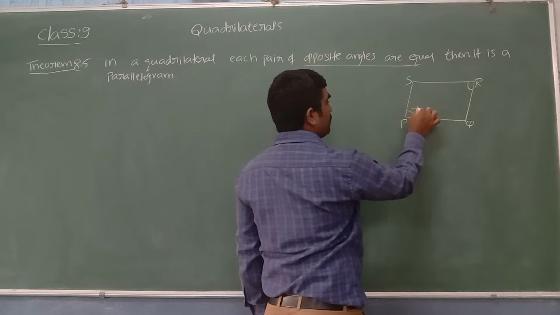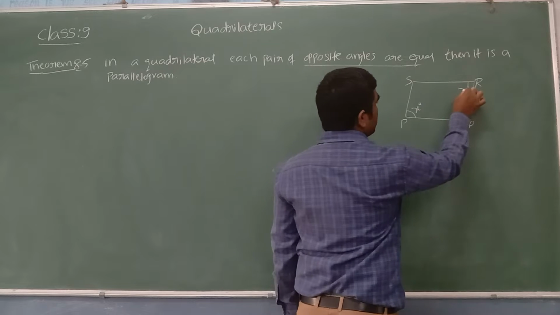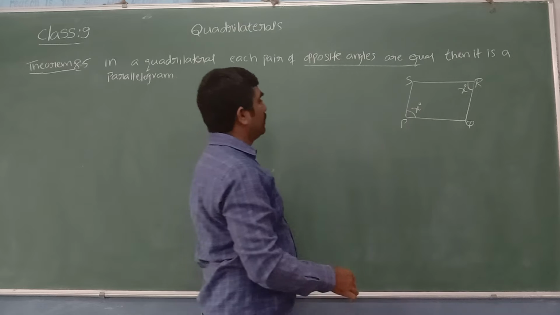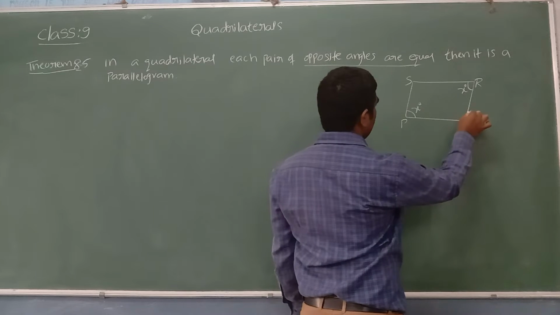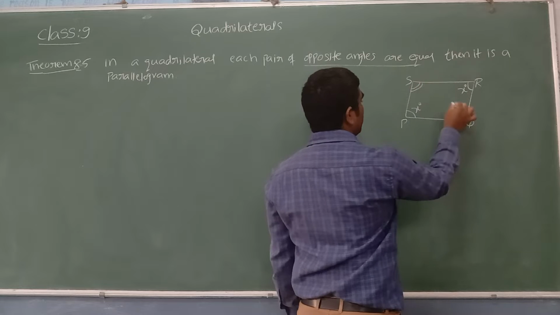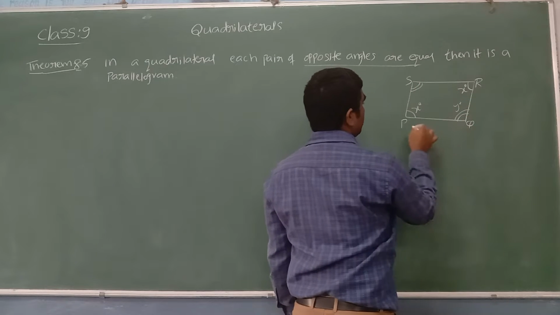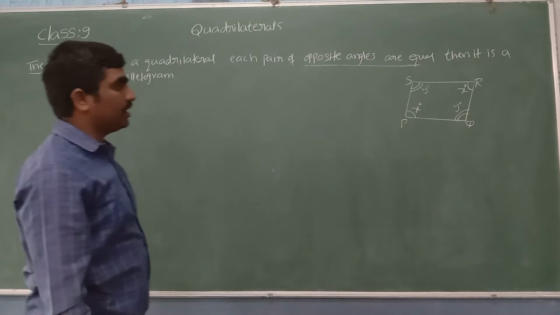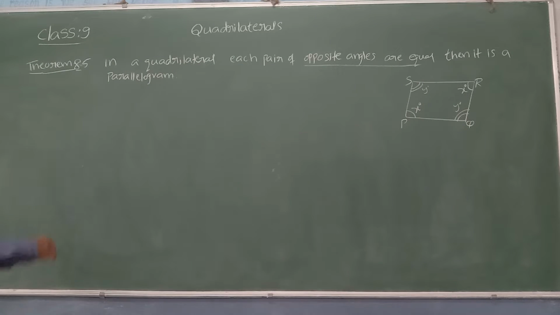Let me take suppose angle P is x degrees. R is also how much? X degrees. They said opposite angles are equal. Yes, next. And also they said angle Q is equal to angle S. Even these two are also opposite. Let me take Q as y, and S also y degrees. Opposite angles are equal. That is the given data.